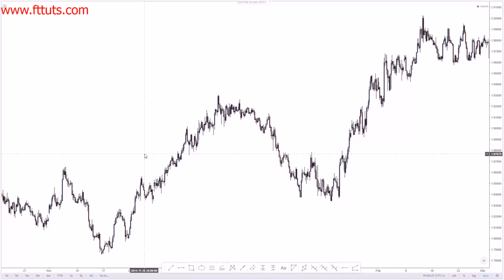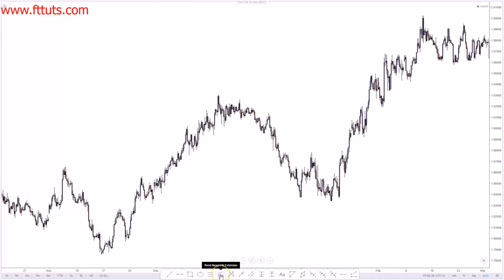Okay, in this video, guys, I'm going to be going over the ABCD pattern. Here I am on the British Australian dollar on the 4-hour chart. Right now, I'll be showing you an example of the ABCD pattern. For the ABCD pattern, what you're going to need is the Fibonacci extension tool.